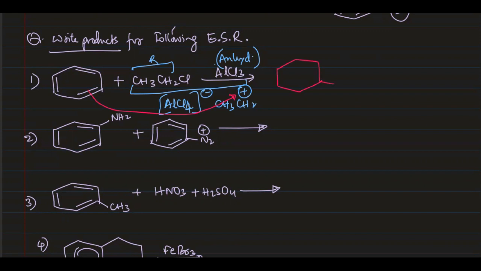It's not that only this double bond, any one double bond will attack. All are identical there. CH2CH3 plus, and there is a double bond here. So this is arenium ion. Then there is one hydrogen here. Now this hydrogen is abstracted by AlCl4 minus, and it will result in formation of CH2CH3 alkyl benzene, ethyl benzene.